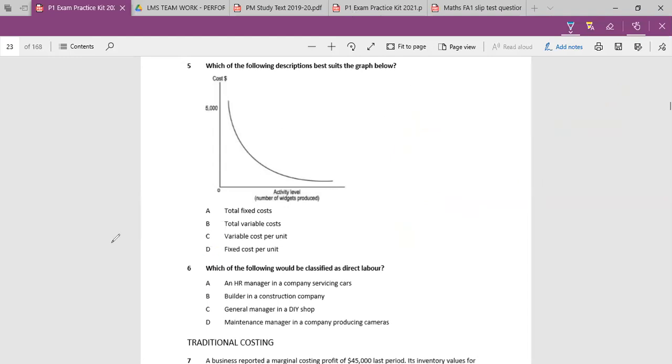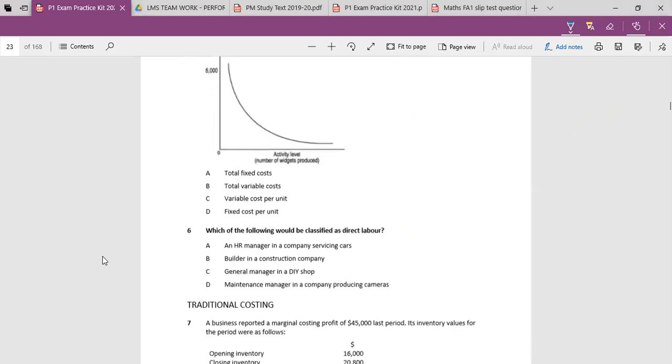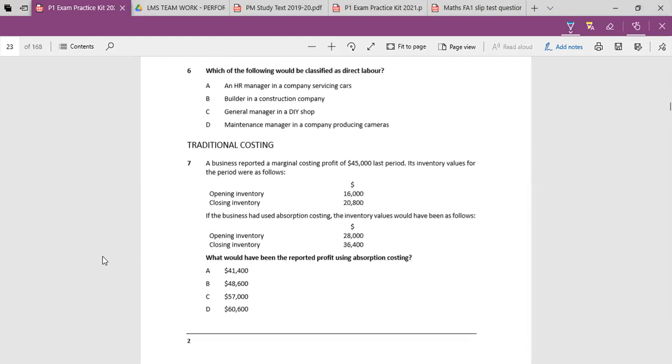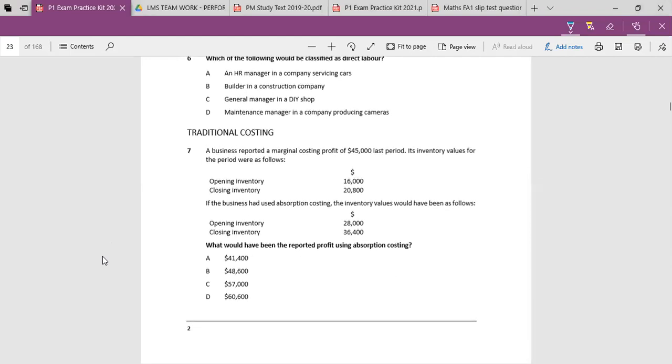Which of the following would be classified as direct labor? What is the direct cost? Direct cost is a cost which is identified with the cost object. Cost object could be a product, a service, a unit, a center, a department, an activity. It could be anything. There are four things which are given: an HR manager in a company servicing cars, a builder in a construction company, a general manager in a DIY shop, a maintenance manager in a company producing cameras.